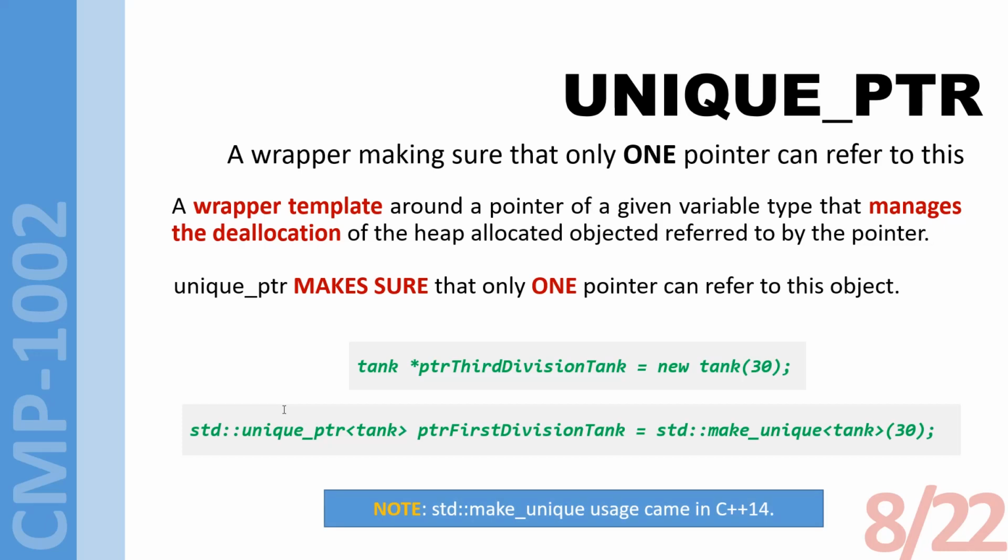Note that this std::make_unique usage also came in C++14. It wasn't available in C++11. There was an older usage, let's say, using the new keyword, but I'm suggesting you to use this one. This is better.